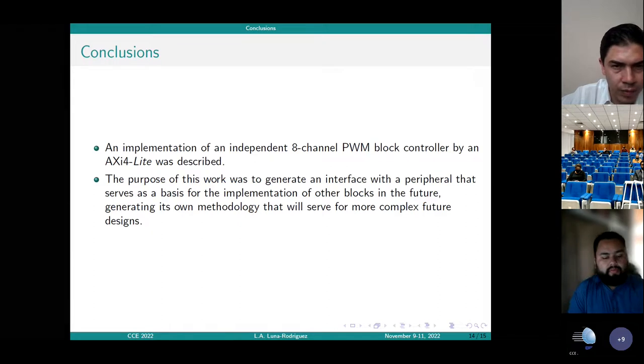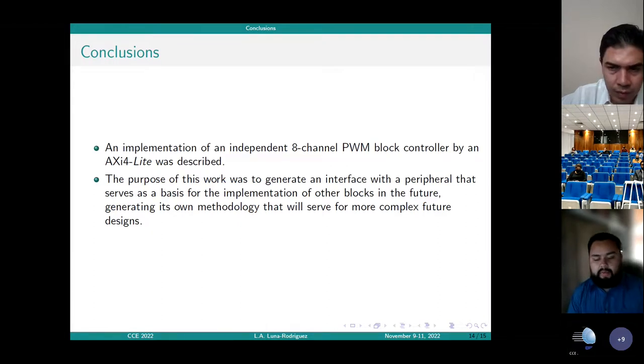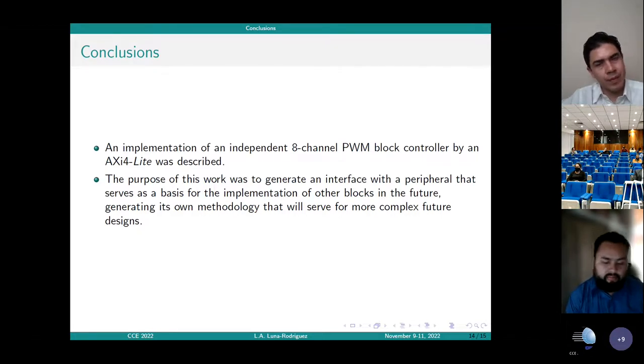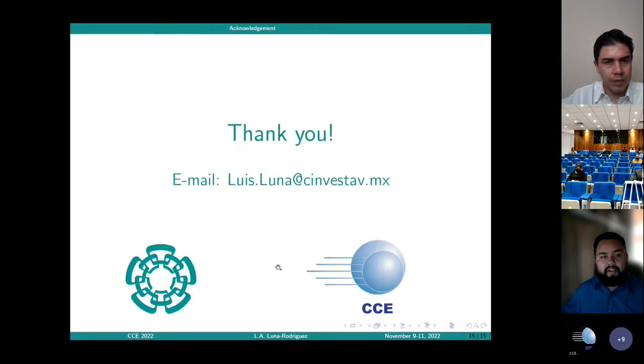As a conclusion, describing an independent 8-channel PWM controller with an AXI4-Lite interface serves as a basis for implementation of other blocks in the future using only HDL. In this case, the Xilinx Vivado software is only used for simulation or for the design. For example, we are currently working on the generation of a communication interface for memory blocks, UART, processor, and some application-specific accelerators, thus generating our own methodology that will serve more complex future designs. That brings me to the end of my presentation, and thank you for your attention.